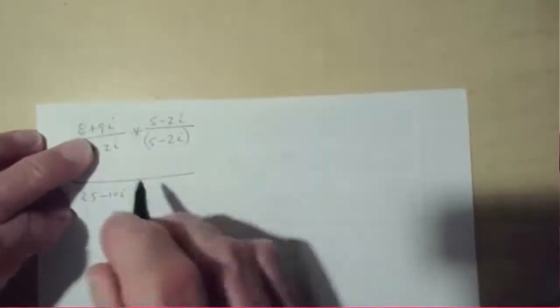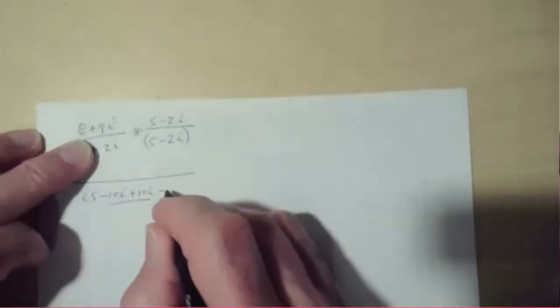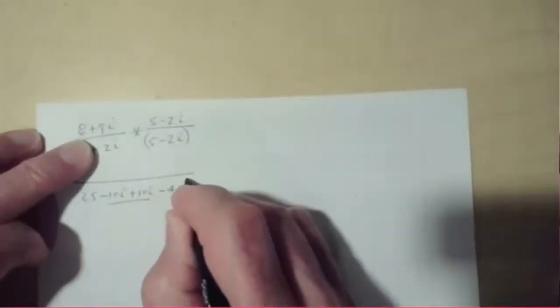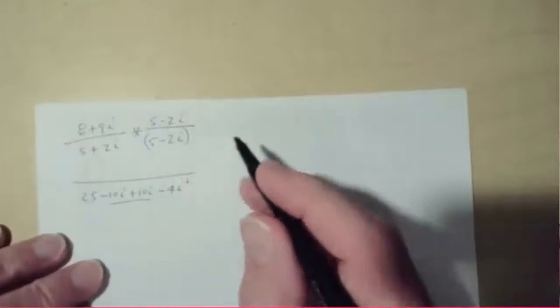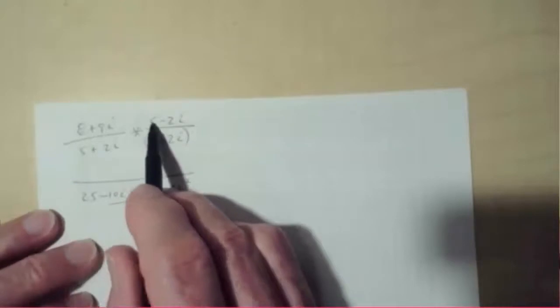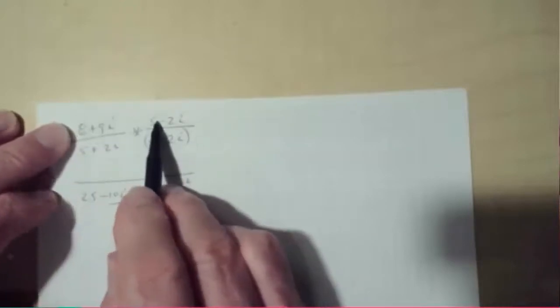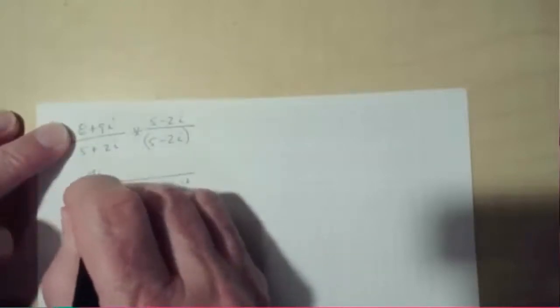5 times 5 is 25. 5 times negative 2i is negative 10i. Is that right? Yeah. Now we do 2i times 5, which is plus 10i. You can see these two are going to eliminate each other. That's what a conjugate does. And 2i times negative 2i is a negative 4i squared.